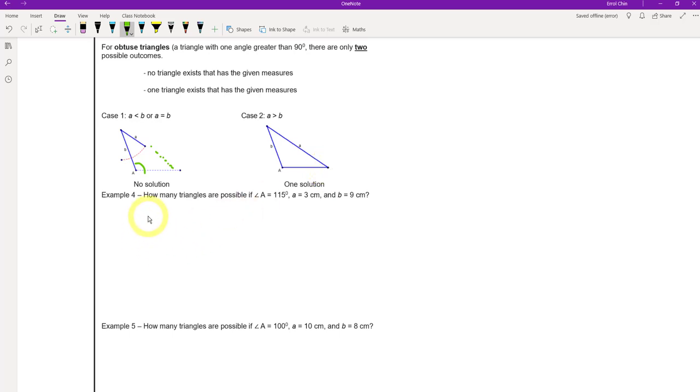Okay, so let's do example number 4. It says, how many triangles are possible if A is 115, length a is 3, and b is 9? So 115, so now I'm going to draw an obtuse angle, right? Something bigger than 90. So that's 115. This is length 9, right? And this is length 3. And again, I'm not going to bother filling this in because I'm using a tablet and I can barely write on this. So how many possible triangles are there? Well, right away, this length 3 is shorter than 9, so there's no solutions. Okay? I hope that's obvious. No solutions.